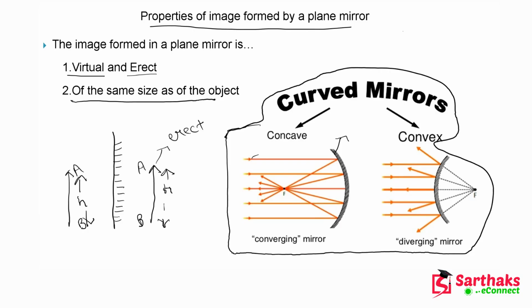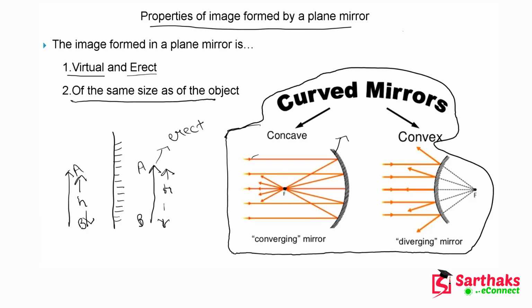So here what is happening, you can see that a ray is coming in this direction, and after the reflection it's going back like this. And this is another ray which is coming from this direction. After the reflection it is going like this, and these two rays are meeting at this point F.